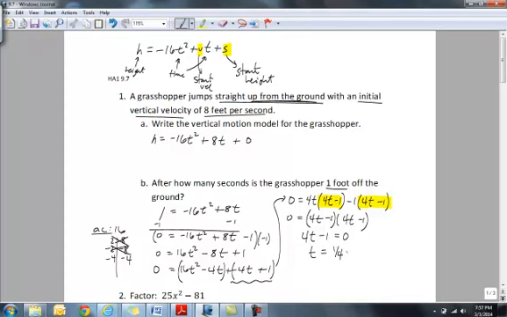So after 1/4 of a second, the grasshopper is 1 foot off the ground.